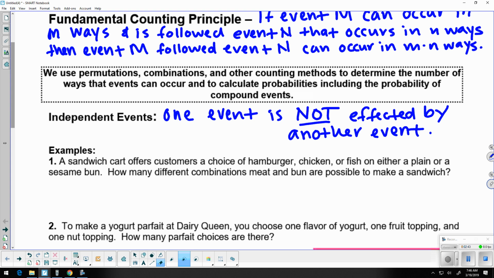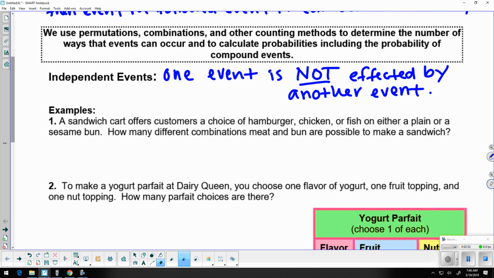So example one, you're at a sandwich cart and it offers customers a choice of hamburger, chicken, or fish on either a plain or sesame bun. We want to know how many different combinations of meat and bun are possible to make a sandwich. Well, we have three choices for the meat, hamburger, chicken, or fish, and then we could do a plain or sesame bun. So we have two choices for the bun. Three choices for the meat, two choices for the bun. Looks like you can make a total of 6 different combinations. Again, this is an independent event because the meat that I choose is not affected by the bun that I choose, and the same thing vice versa.